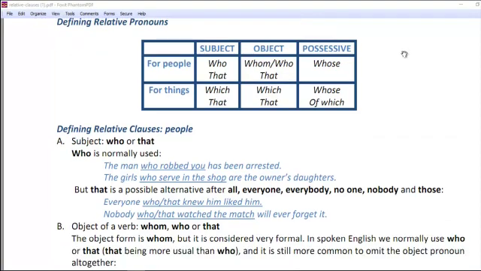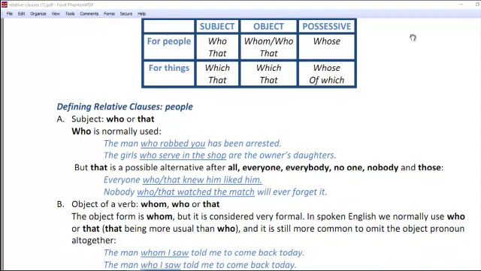But that is a possible alternative after all, everybody, everyone, no one, nobody, and those. So we can use that as the alternative of who. Like, everyone who or that knew him liked him. So we can use that instead of who. Nobody who or that watched the match will ever forget it. So we used that and who. So as we said, who is normally used as a subject, and we can use that instead of it.